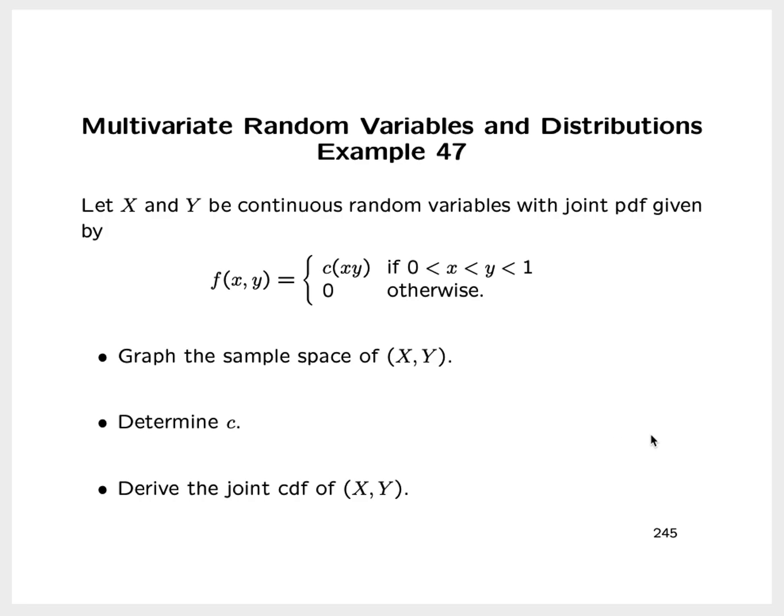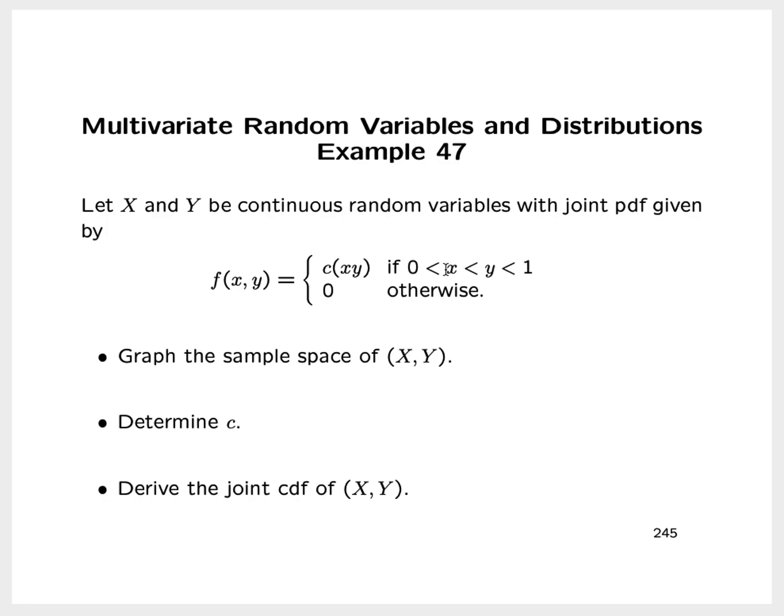Next, we're going to look at a slightly different distribution. This is example 47. Let x and y be continuous random variables with joint PDF given by the following expression. The joint PDF evaluates to the quantity c times x times y for points in the unit square where x is strictly less than y. Now before we didn't have this constraint between x and y. Before, they were completely unconstrained. X varied between 0 and 1, y varied between 0 and 1, and there was no constraint between them. There was no relationship between them.